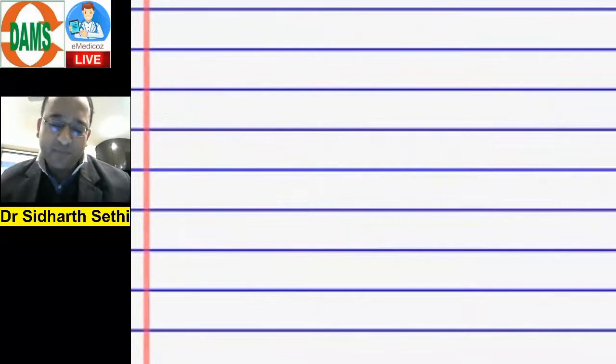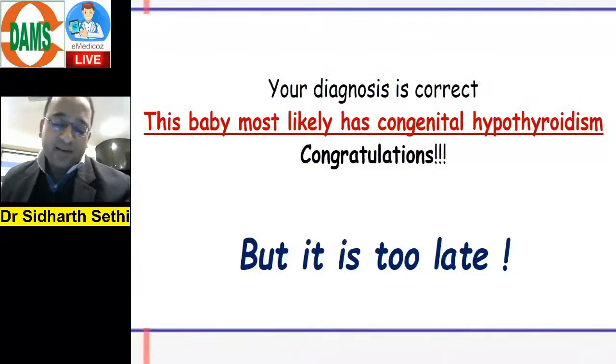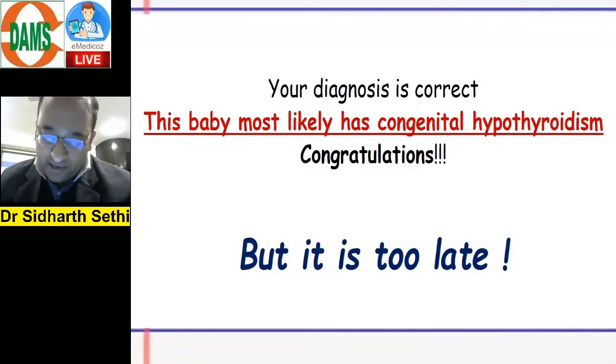Of course it is hypothyroidism. But guys, congratulations to all of you. But the problem is we diagnosed hypothyroidism when it was too late. This child is already mentally retarded. You can't do anything about this. So congratulations to all of you, but for this child, it is too late.